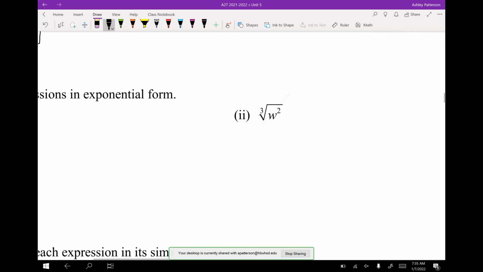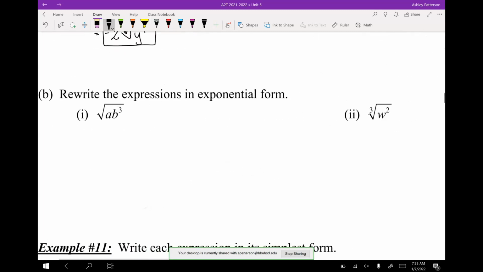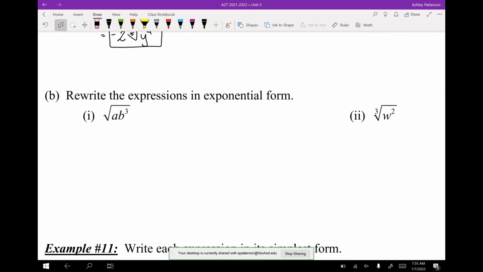Okay. I would like, please, for you to try b on your own. Rewrite these 2 in exponential form. AB cubed. What did you write? Well, let's think about this. We're having the quantity of AB cubed raised to the 1/2 power. Would you agree to that?